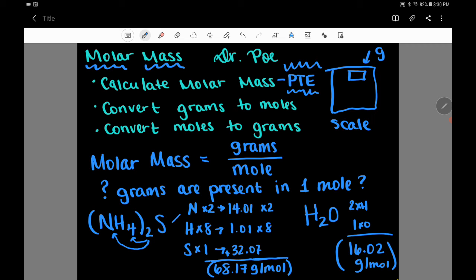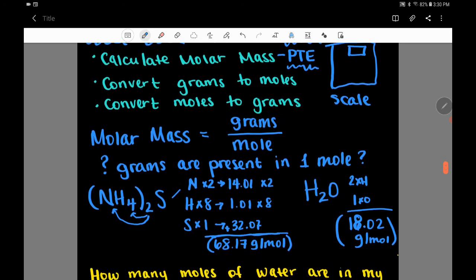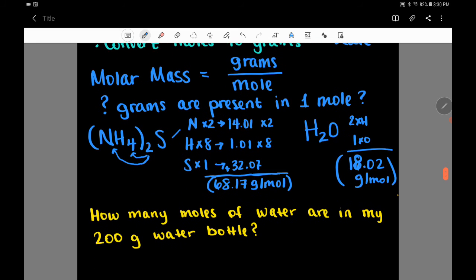We'll notice that whenever you add up the molar mass of water, you're always going to get 18.02. And anytime you add up the molar mass for ammonium sulfide, you'll always get 68.17 grams per mole. That's how many grams are present in 1 mole. This number never changes. So how do we use this number to convert grams to moles and moles to grams?